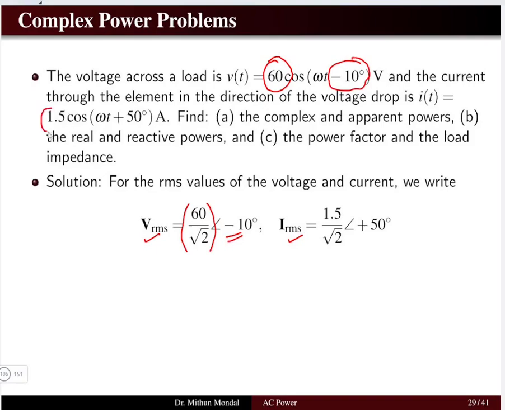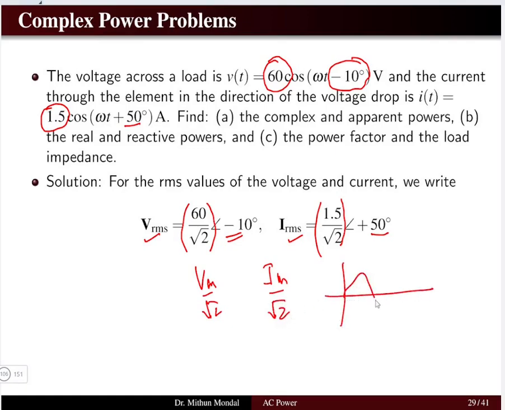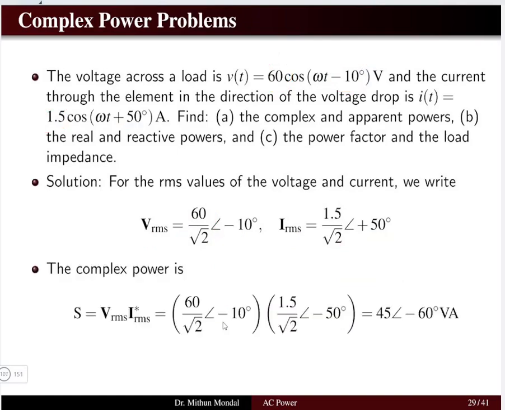Similarly, if 1.5 ampere is the current, then the RMS current is 1.5 divided by root 2, where the angle is 50 degrees. This derivation we have done, of why it is Vm by root 2 and why it is Im by root 2. This is valid for a sinusoidal AC signal. So for any sinusoidal signal, the RMS quantities are Vm by root 2 and Im by root 2. Now the first thing that we need to obtain is the complex power.